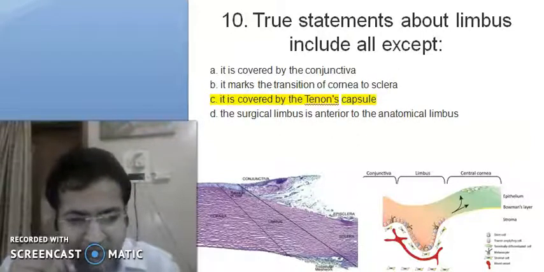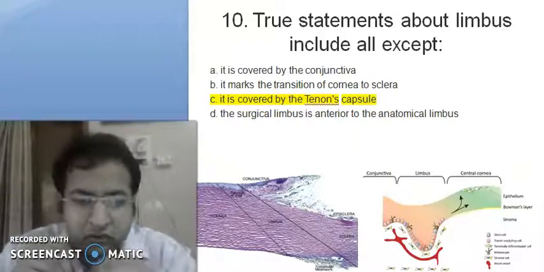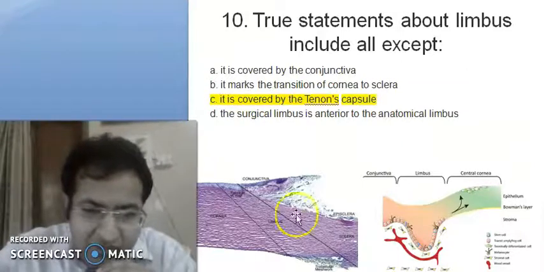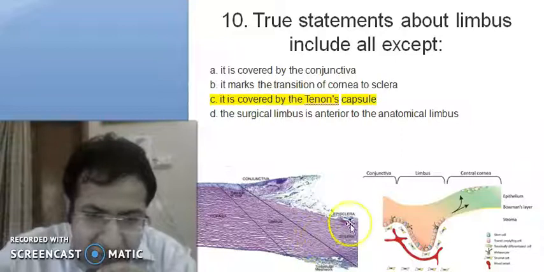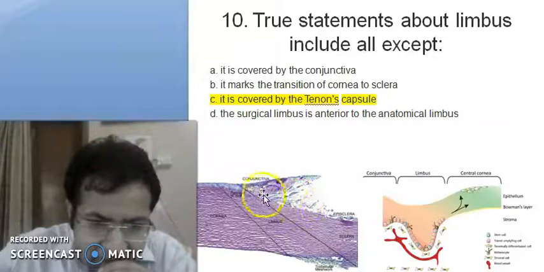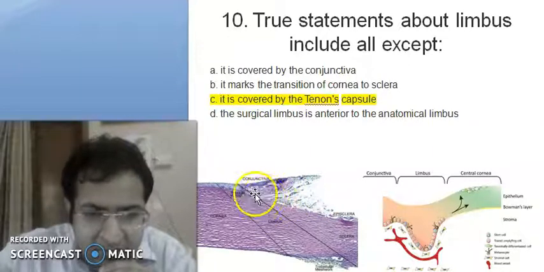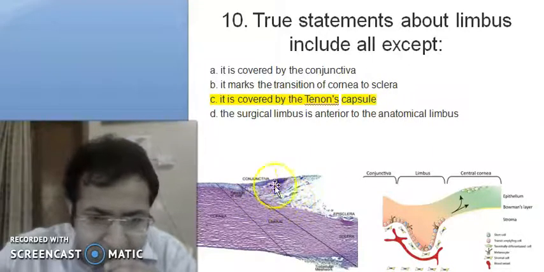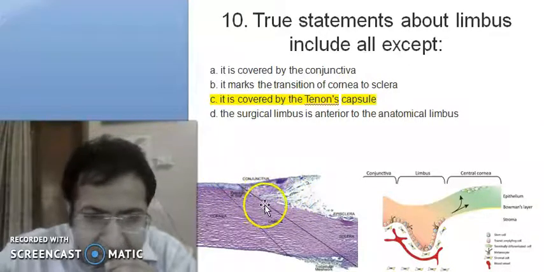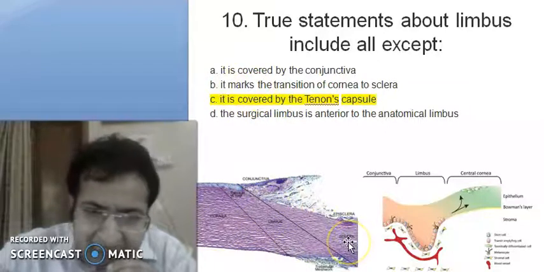You all remember these things from the anatomy lecture, okay? So what is a limbus? The limbus is a structure at the scleral corneal junction which is covered by the conjunctiva, and Tenon's capsule stops 2 mm before reaching the limbus, okay? Only the conjunctiva covers the limbus. It marks a transition between the cornea and the sclera. This is the right option.